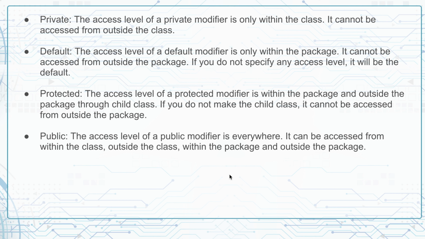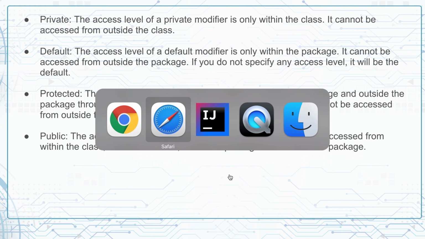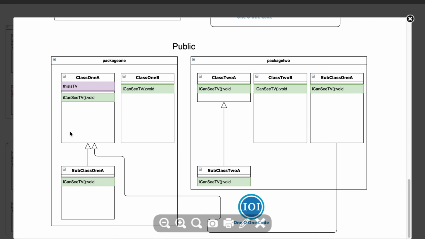Now, the fourth and last access modifier is the public access modifier, the broad public access modifier. The access level of public is, as it says, everywhere. It can be accessed from within the class, outside the class, within the package, and outside the package. So, simply speaking, when you use the public access modifier, you can access this attribute anywhere and everywhere inside your code. So let's see this from the diagram.